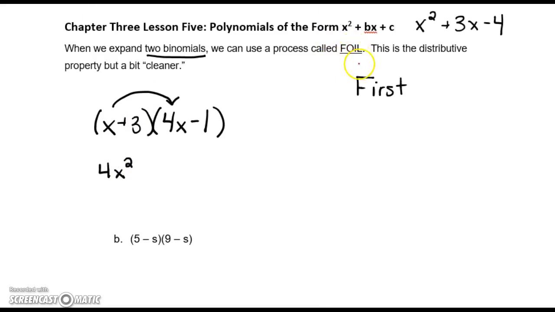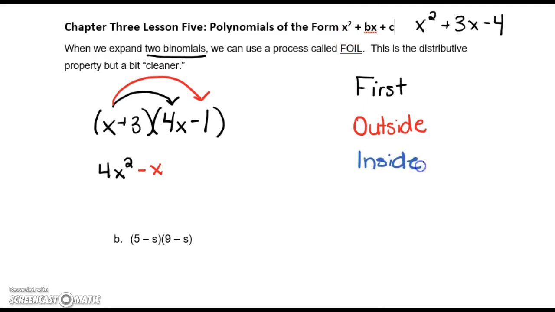Then we go to O, meaning outside, which means you multiply the terms that are on the outside. So on the outside, we have x and negative 1. So x times negative 1 is negative 1x, or just negative x. Then I stands for inside, which means the terms that are on the inside. So 3 times 4x is positive 12x.